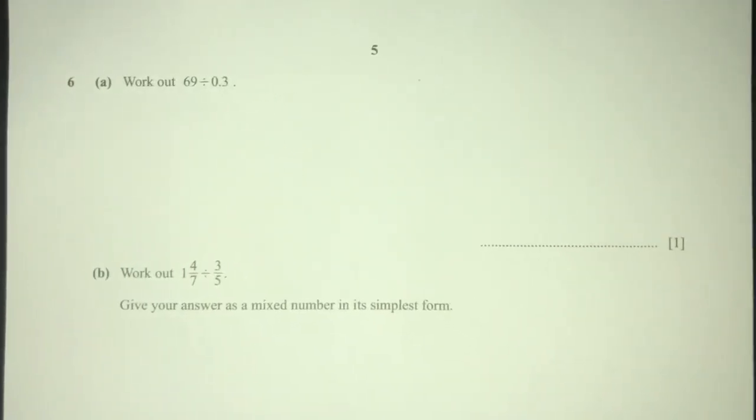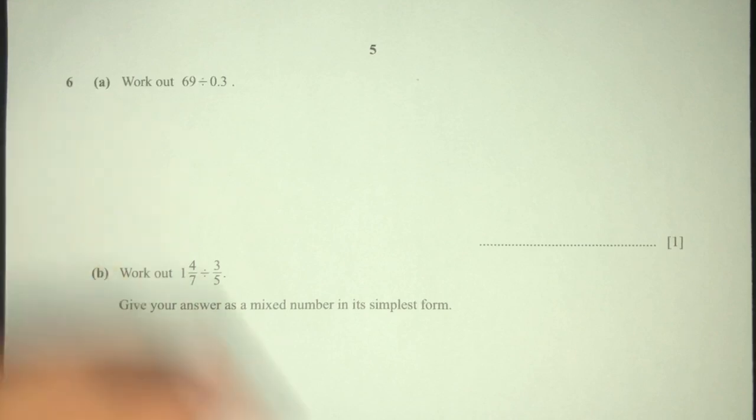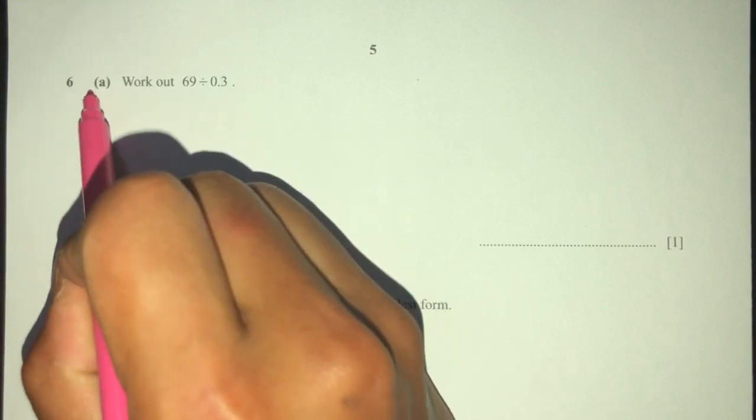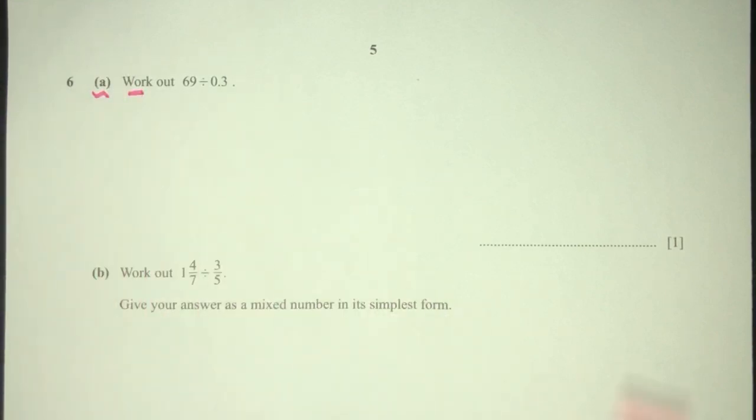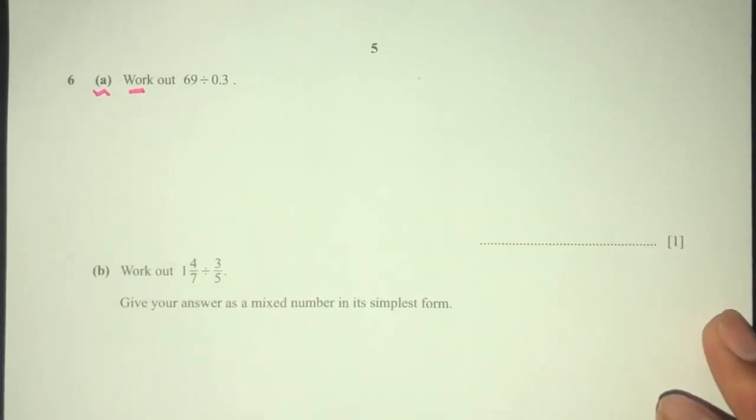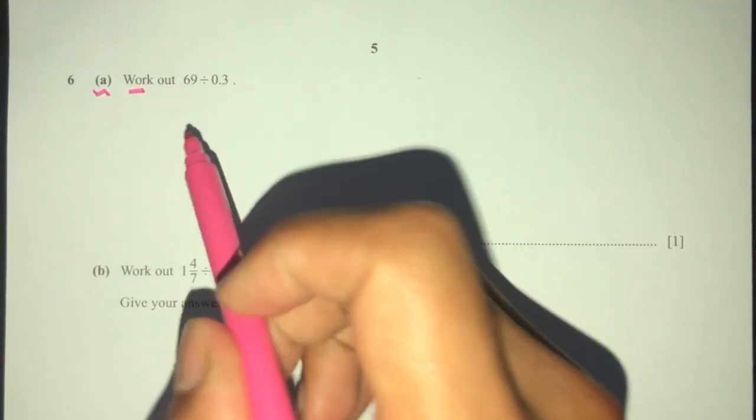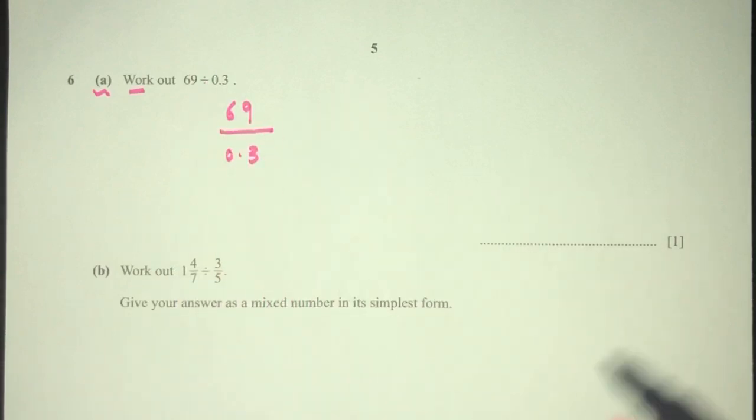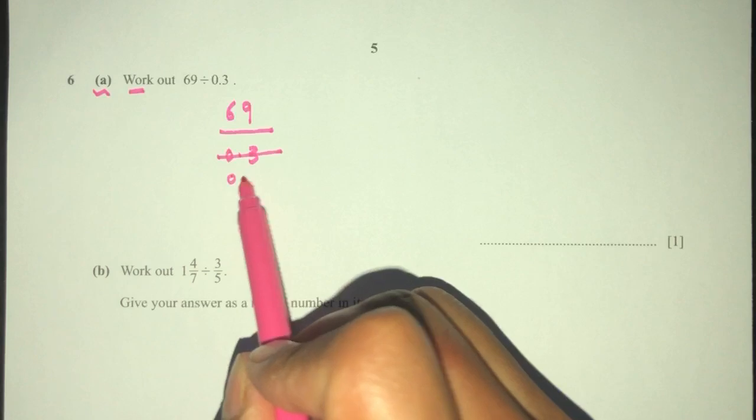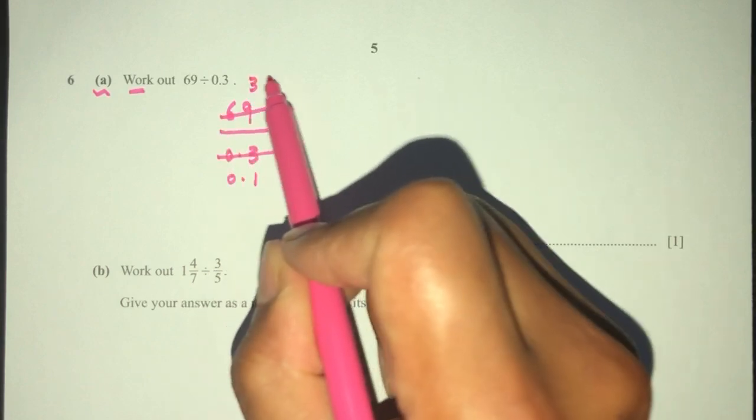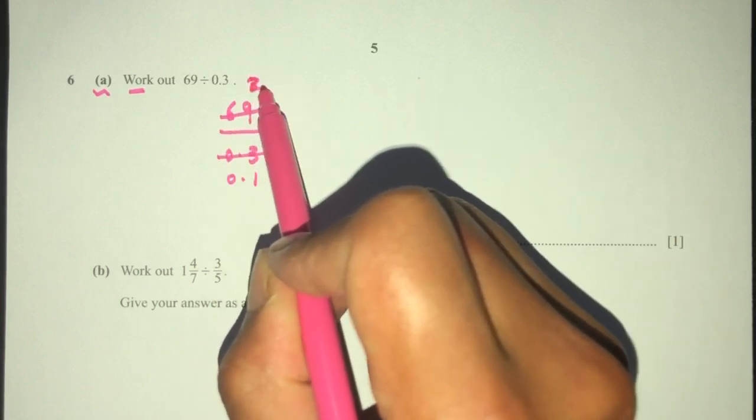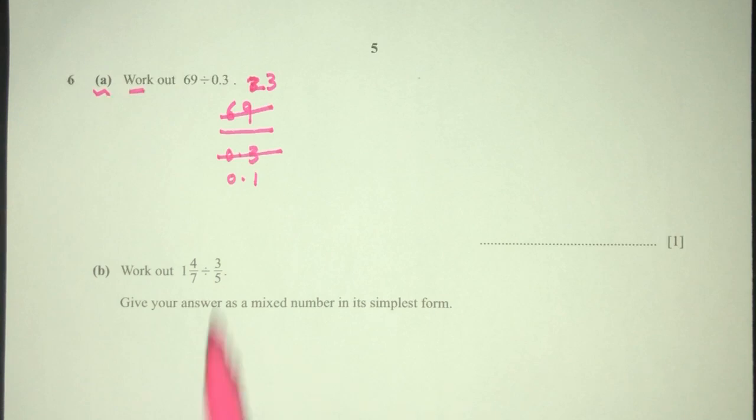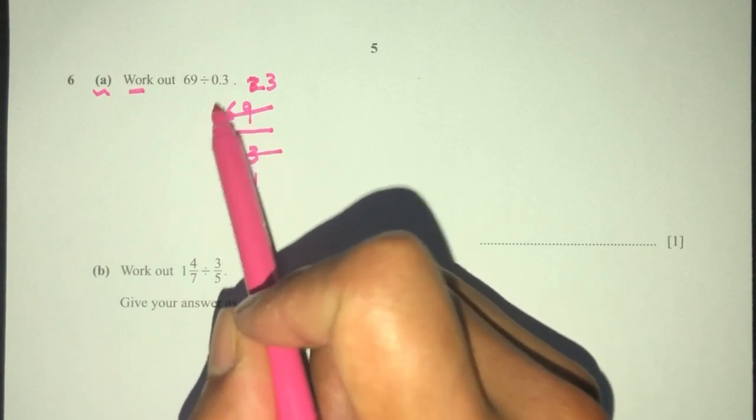Now let's move on to question number 6. So part A, what do we have? We have to work out this one. Again, this is not very tough. We just have to do this step by step. For example, we have 69 divided by 0.3. First thing first, we can divide by 3. That will be 23, because 3 times 2 is 6, and then this will be 3.